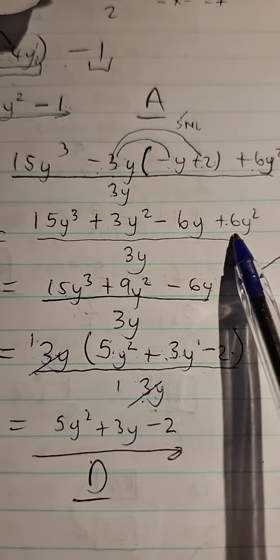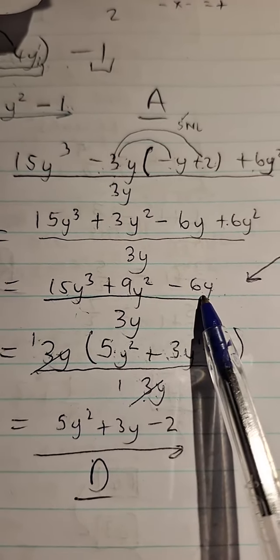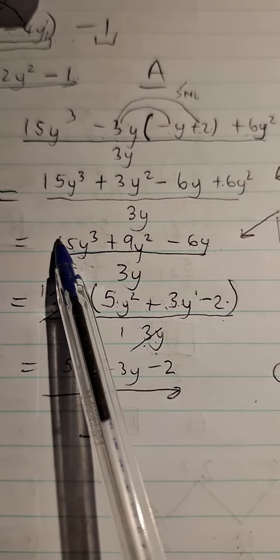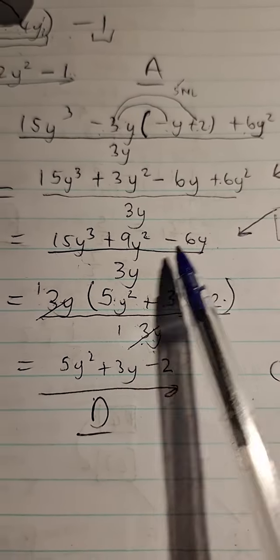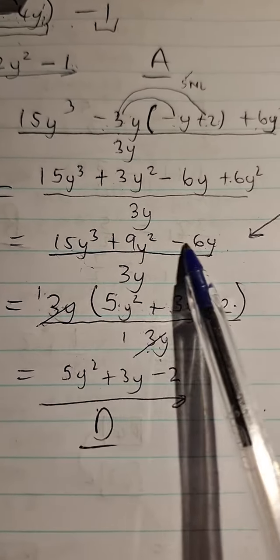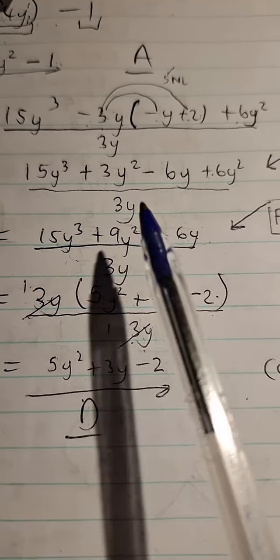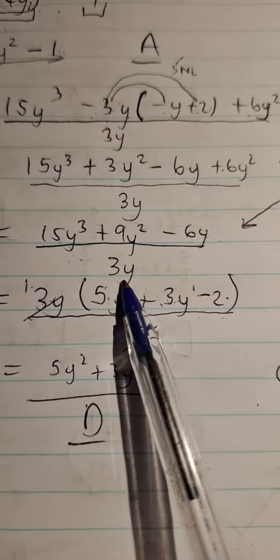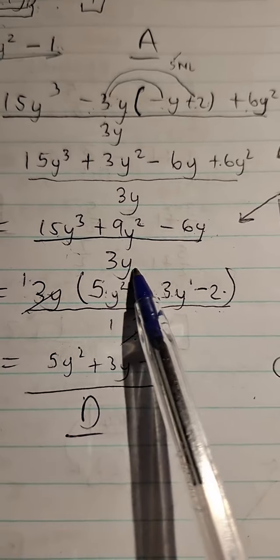So positive 3 plus 6 gives you 9. Then you have negative 6y as your last term. This is all over what? 3y. Now, when you have established that you have 3 terms in the numerator and in the denominator you have 1, if it is possible to factorize the numerator, you factorize it, especially if factorization will lead to a simplification in the denominator. So in the denominator, we have 3y.